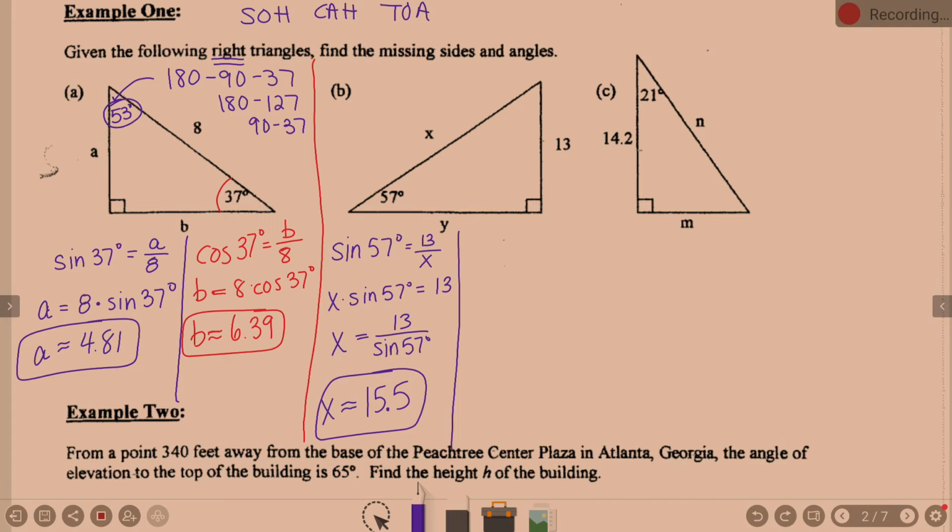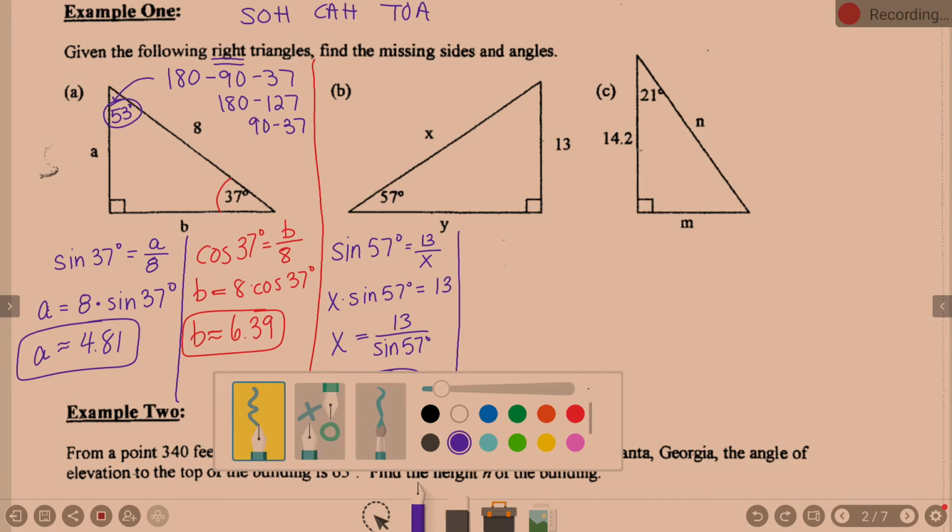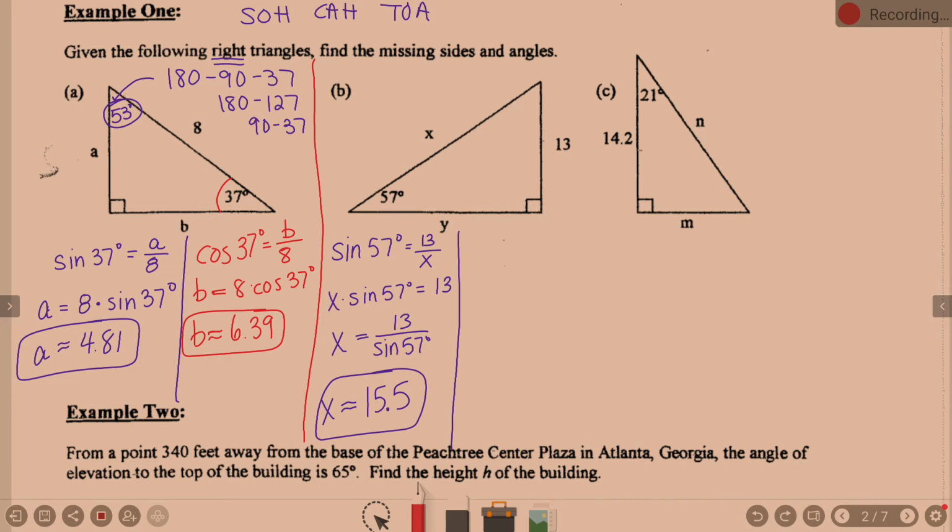Okay. He says the tangent of 57. That works for me. So if we do the tangent of 57, tangent of 57 is going to be opposite over adjacent. So 13 over y.